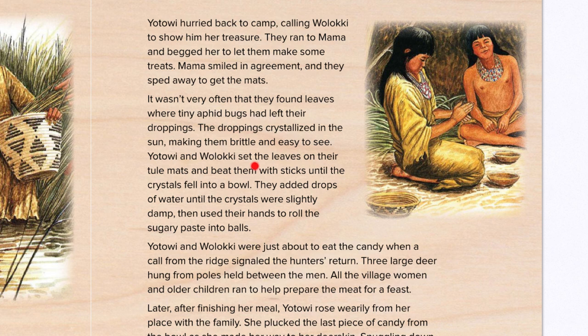Yotoi and Waloki set the leaves on their tule mats and beat them with sticks until the crystals fell into a bowl. They added drops of water until the crystals were slightly damp. Then they used their hands to roll the sugary paste into balls.